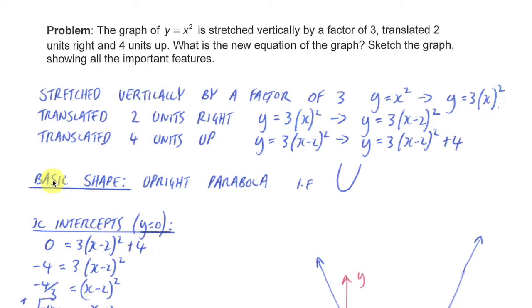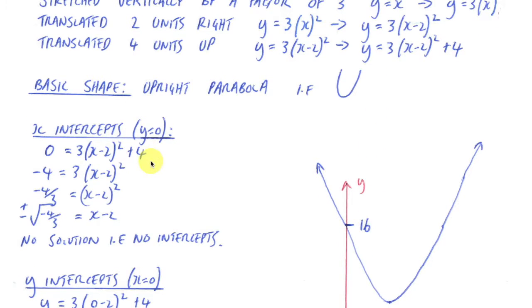Let's consider the basic shape. The value in front here is positive 3. So because it's positive, I know it's going to be an upright parabola. X-intercepts. Our process is to make y equal to 0 and solve for x. If we do that, the logic is all good, except for we end up taking the square root of a negative number here, and of course that will have no solutions.